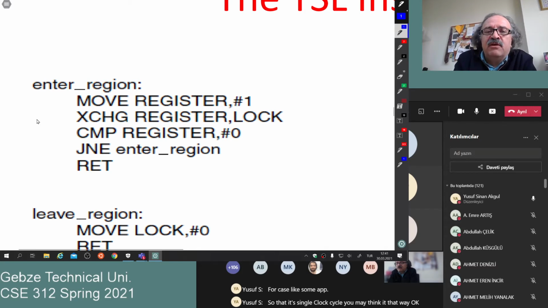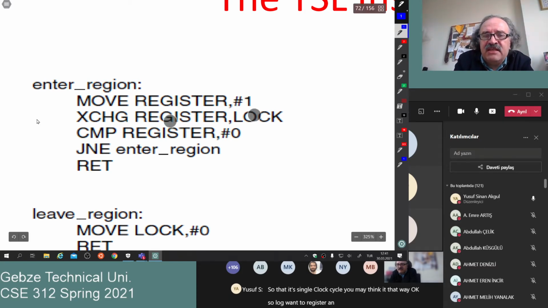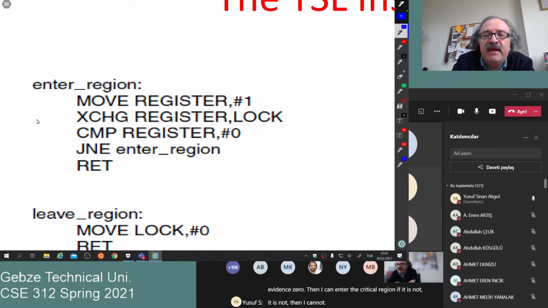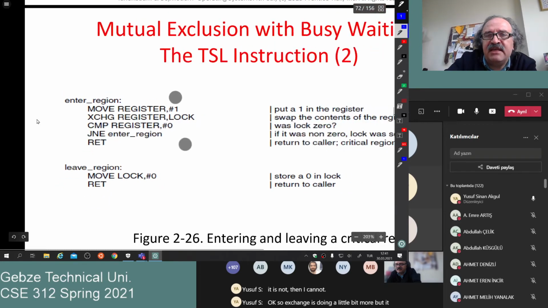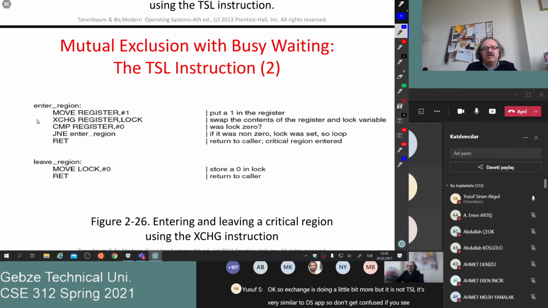Okay, so load one to register and exchange these and compare. The rest is the same. Compare the value of register with 0. If it is 0, then I can enter the critical region. If it is not, then I cannot. Okay, so exchange is doing a little bit more, but it is not TSL. It's very similar to TSL. So don't get confused if you see exchange instead of TSL.